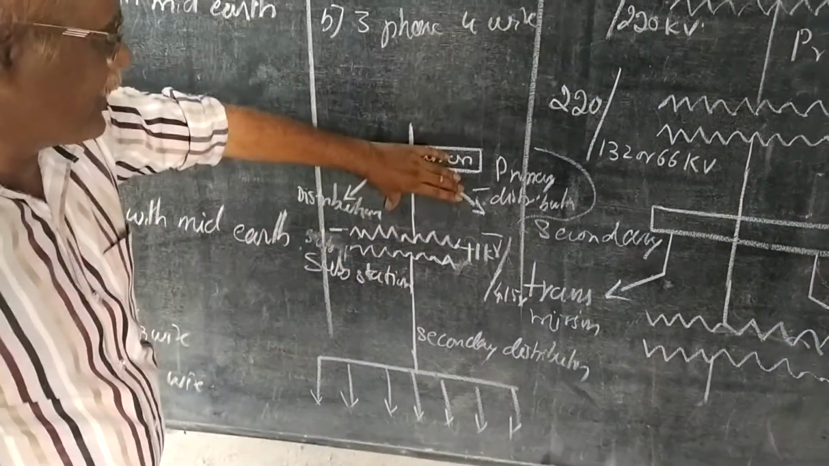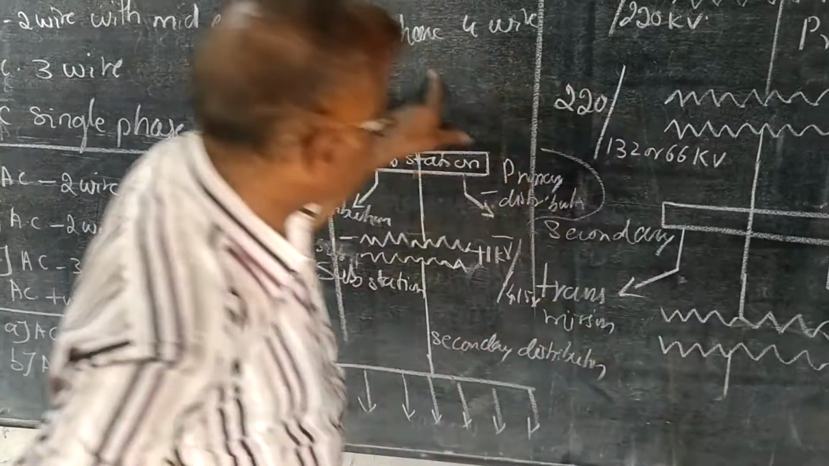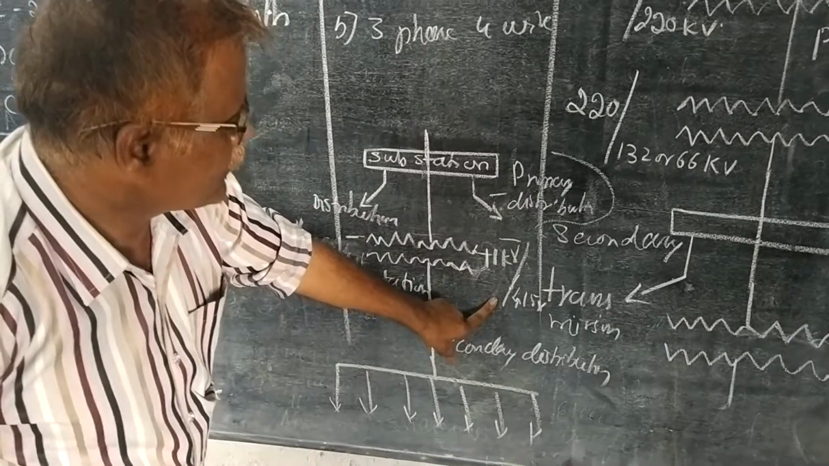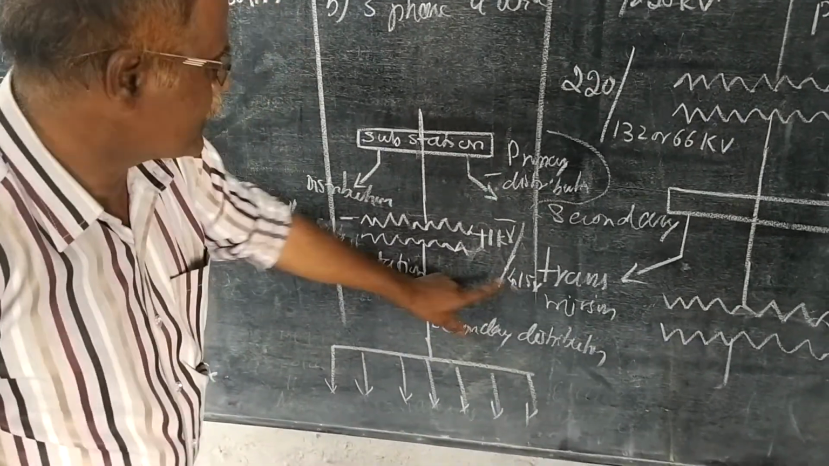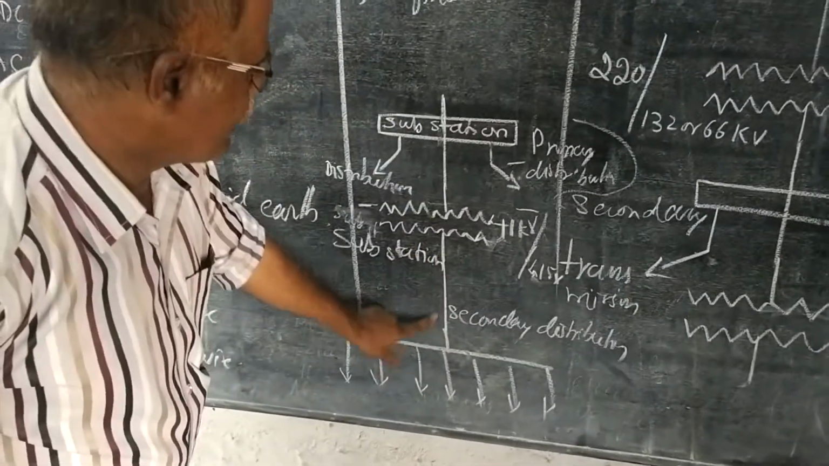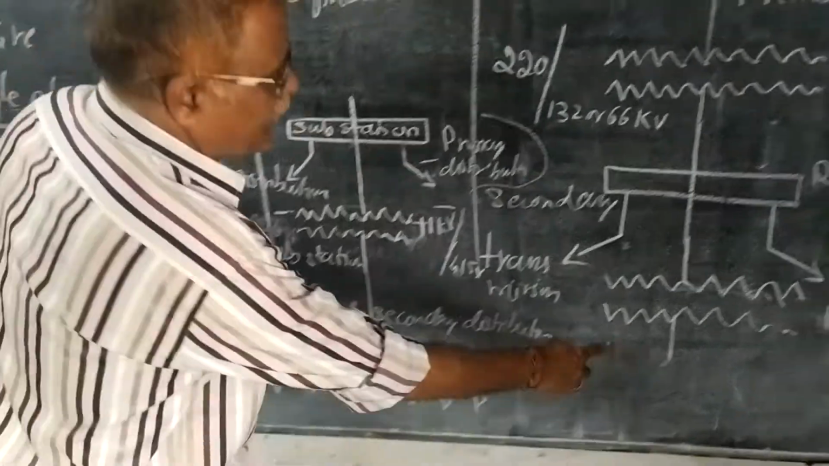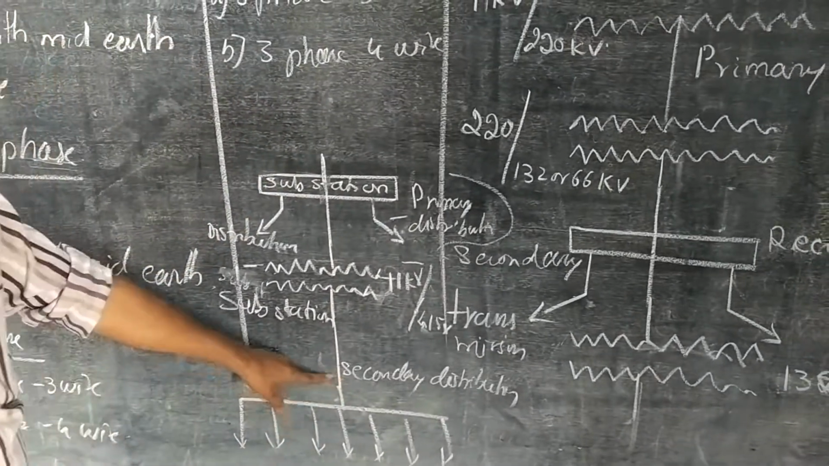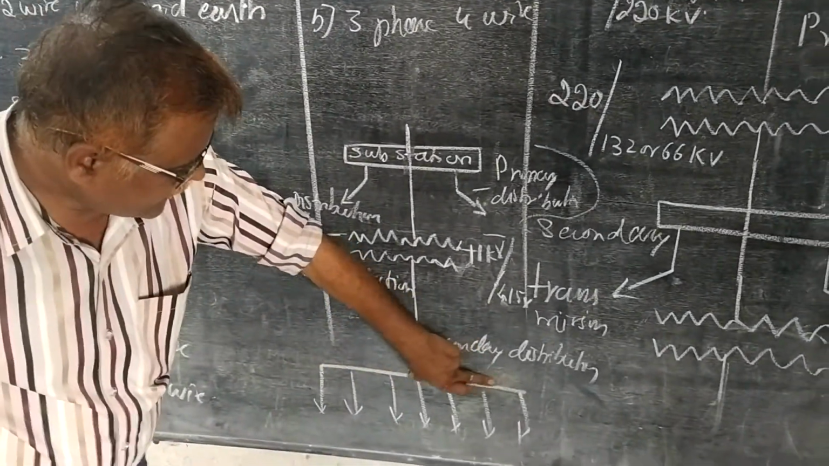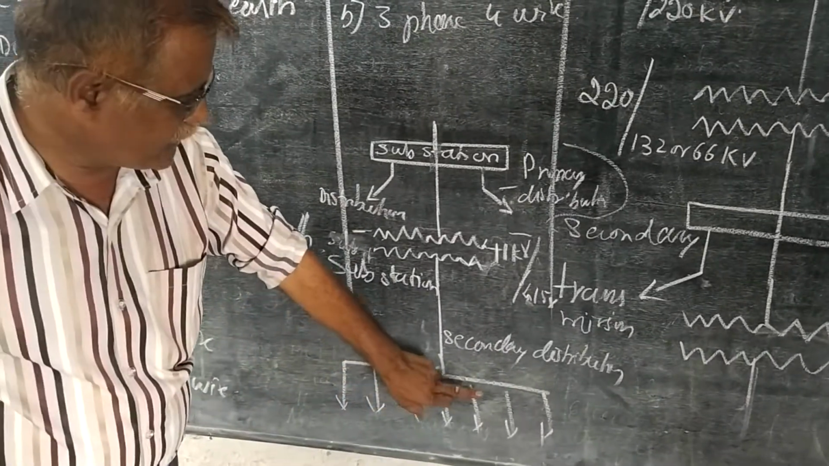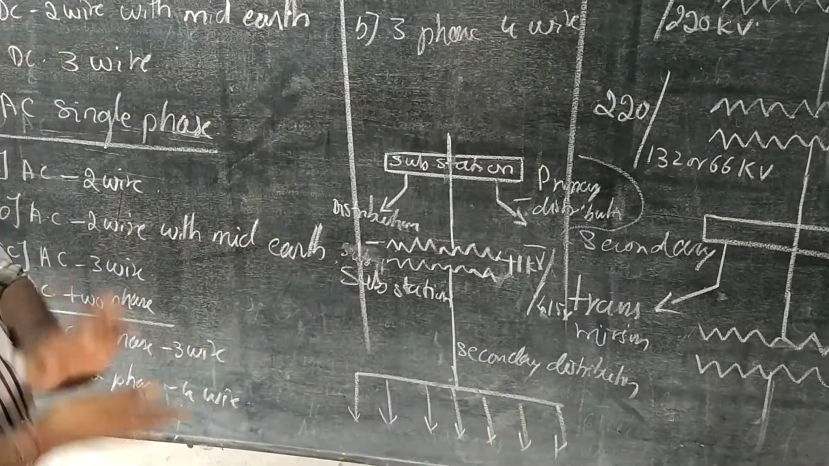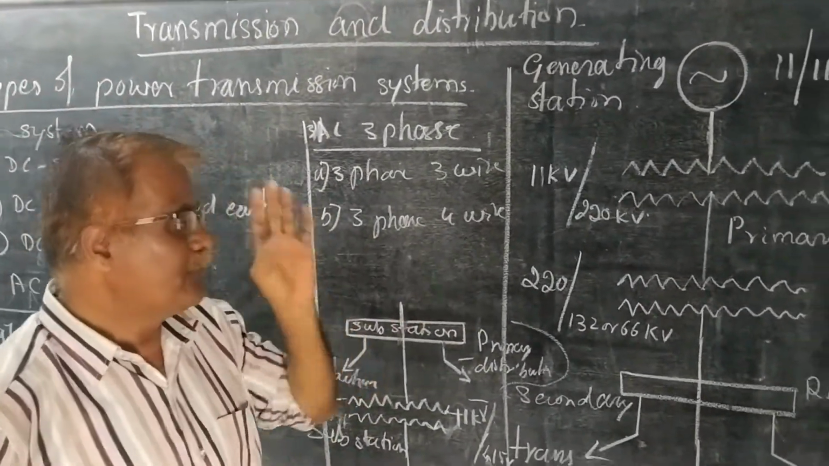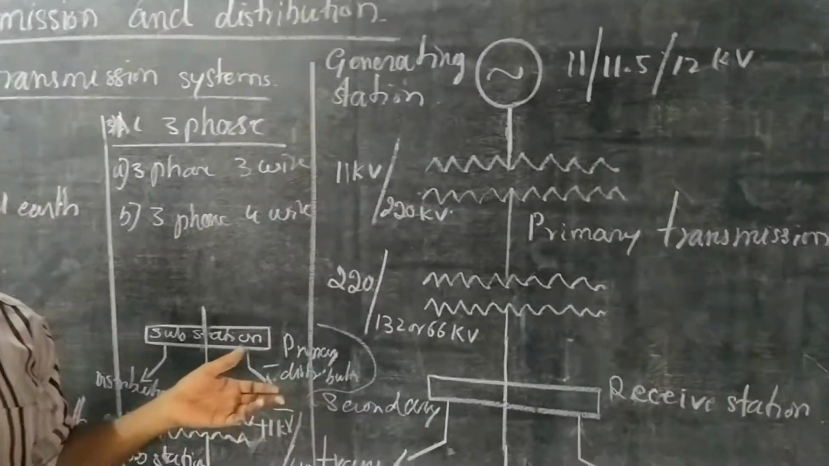Here to here is the primary distribution, and here to here, 11 kV is stepped down to 415 volts. That is the secondary distribution. In the secondary distribution there are the consumer points.